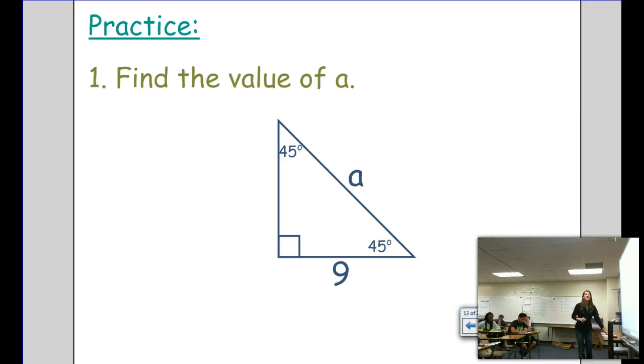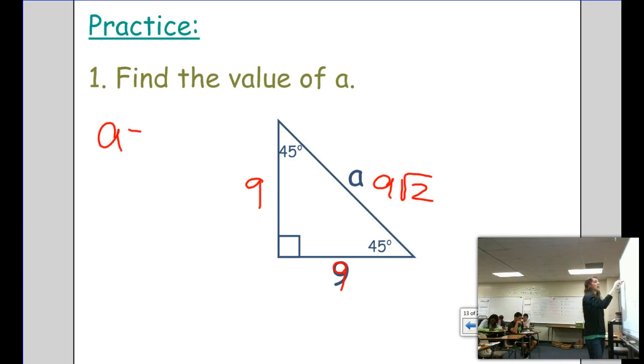Okay. So, this one is so easy. You don't even have to do Pythagorean theorem. You don't even touch your calculator. What is it, Torin? 9 root 2. It's a shortcut. It's a pattern. You don't even have to compute anything. So A equals 9 root 2.